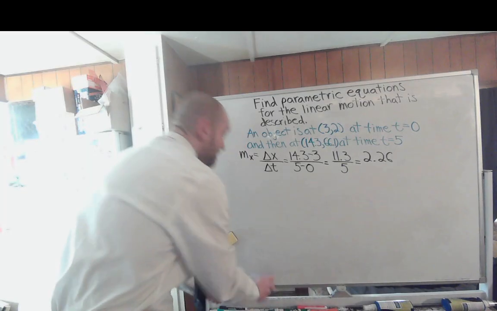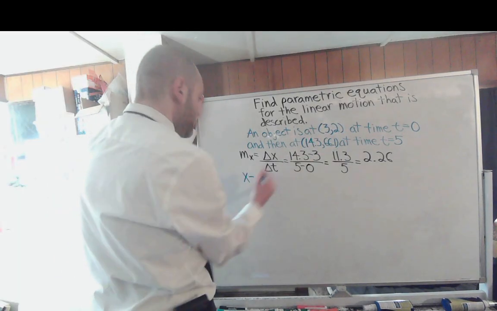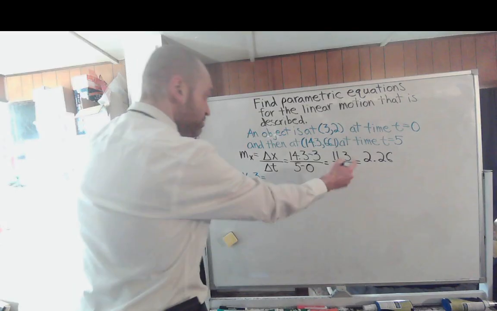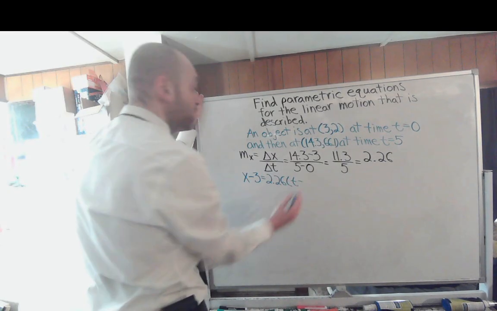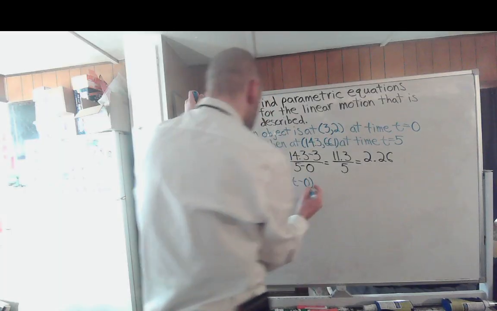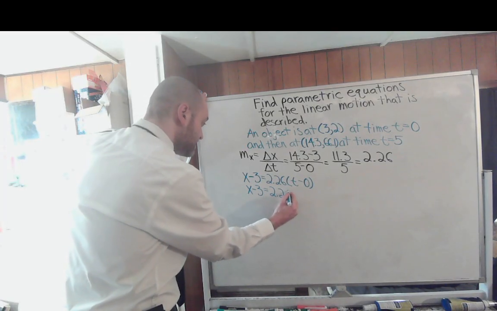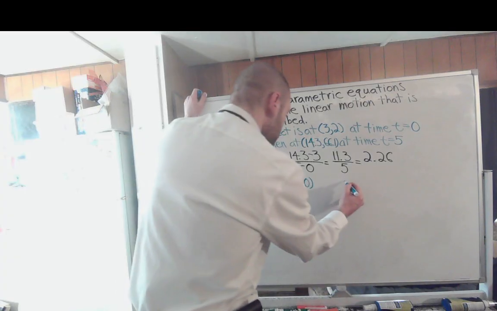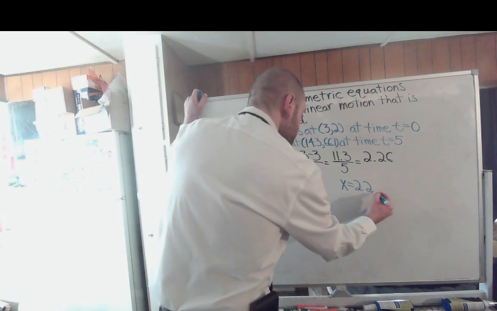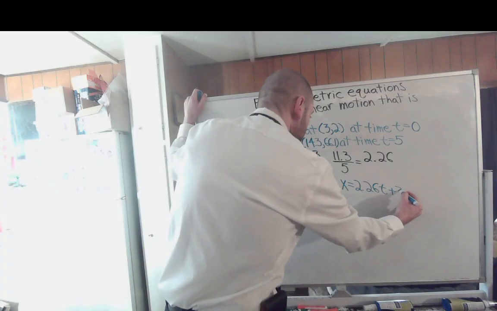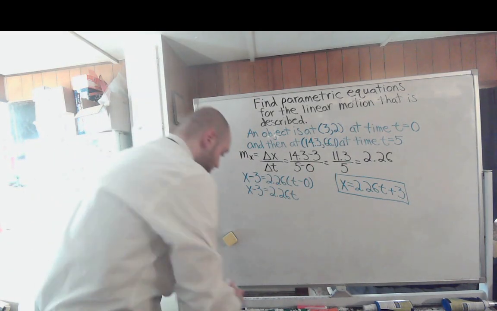Now we can easily find that parametric equation if we take x minus the first x value of 3, set that equal to my slope of 2.26 times the quantity of my t minus my first t of 0, which means x minus 3 would equal 2.26t. So I should get from my first parametric equation that x equals 2.26t plus 3. And then I still have to figure out the y equation for the parametric equations.